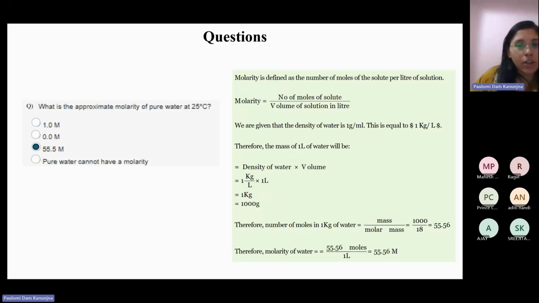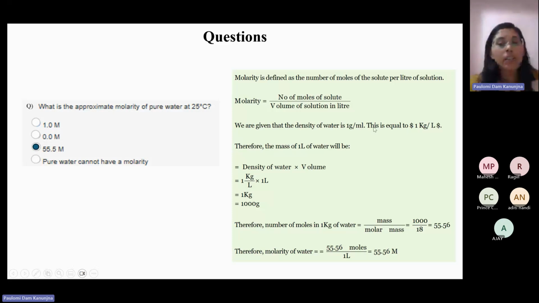1 gram into 1000 is basically 1000 gram. 1000 gram is 1 kg. 1000 ml is 1 liter. So the density of water is 1 kg in 1 liter. So if we know the density, we can find out the mass. That's basically density into volume. So you have 1 kg per liter into 1 liter, which gives you 1 kg, simple, or 1000 gram. So the mass of water in 1 liter solution is 1000 gram, right?